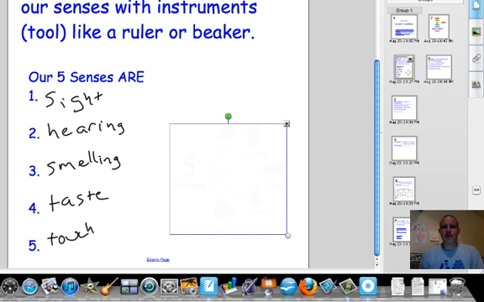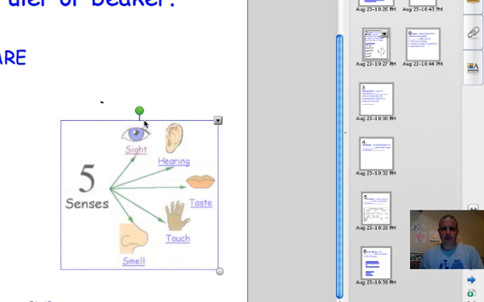Give a little thought to think about which one would be the most useful for you, or which one may not be useful for you at times. And again, our 5 senses, and you can see a quick little picture on what each of those would look like.